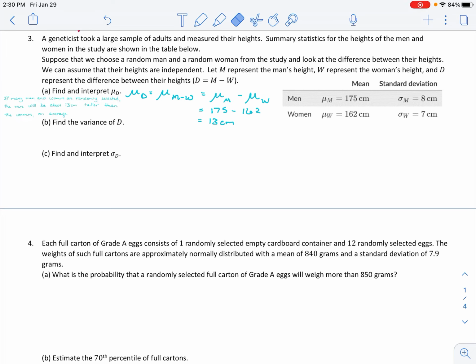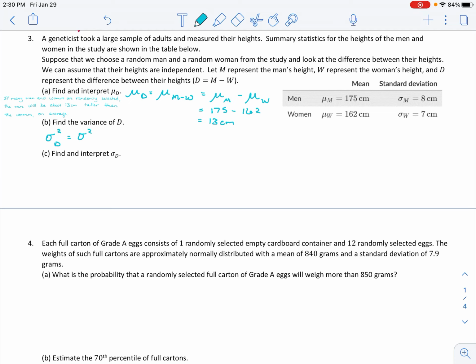Now, when it comes to interpreting it, remember this is after selecting many randomly selected people. So if many men and women are randomly selected, the men will be about 13 centimeters taller than the women on average. When I want the variance of this difference, so I'm going to find sigma squared of this difference.